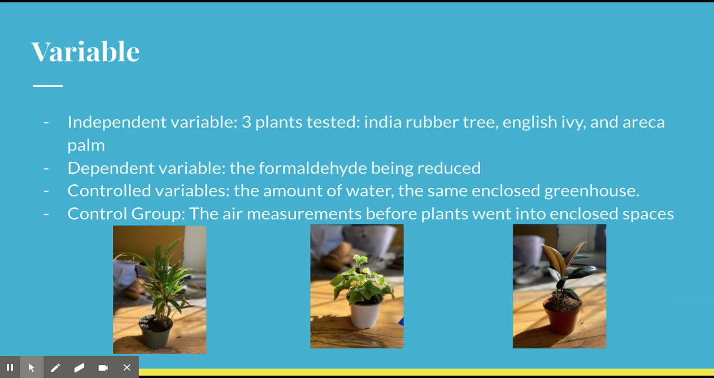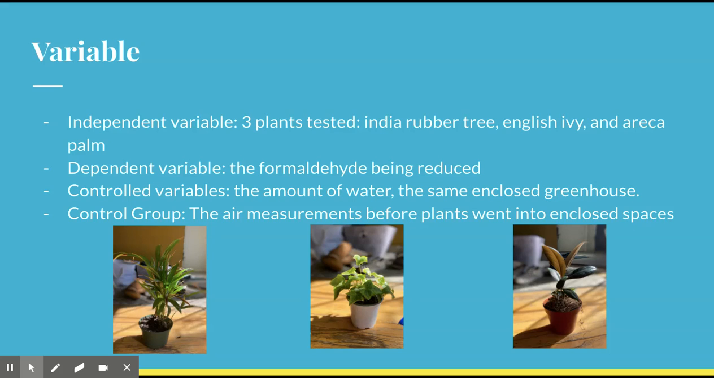Variables. The independent variable is the 3 plants tested: the India rubber tree, English ivy, and Areca palm. In the pictures below, the Areca palm is on the left, the English ivy is in the middle, and the India rubber tree is on the right. The dependent variable is the formaldehyde being reduced.